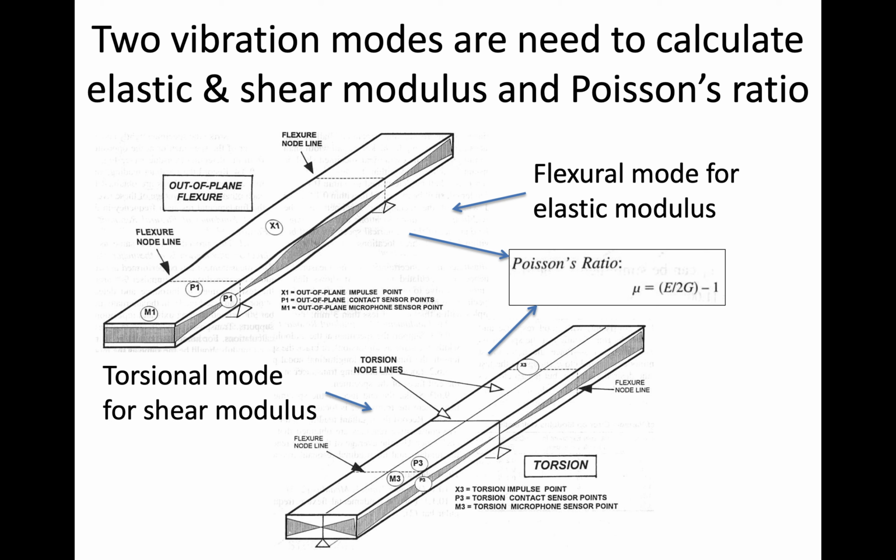So we have two different modes to calculate elastic and shear modulus, as well as Poisson's ratio. We have Flexure, which is illustrated here, where we have supports at certain lengths, and then it vibrates kind of up and down as you saw before. This is known as out of plane frequency or Flexure. And then we also have torsion, which is kind of a twisting of the bar, and this measures the shear modulus. So we get the elastic modulus from the Flexure mode and shear modulus from the torsional mode.